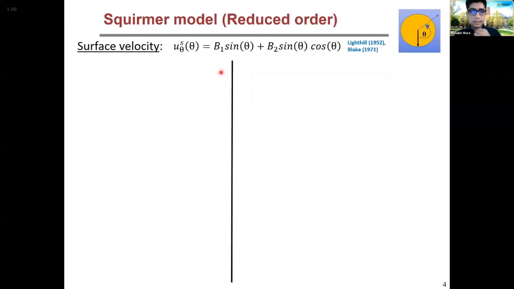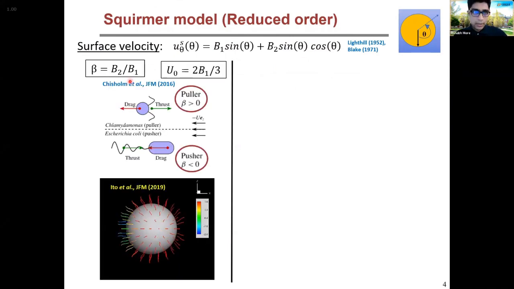So the choice of model for the swimmer is something called a squirmer model. In this model, the microorganism moves by the presence of an oscillatory surface velocity field on its surface, and depending on the ratio of these two constants, b2 by b1, which is called beta, we can classify them as pullers or pushers. So a positive beta is a puller, and a negative beta is a pusher.